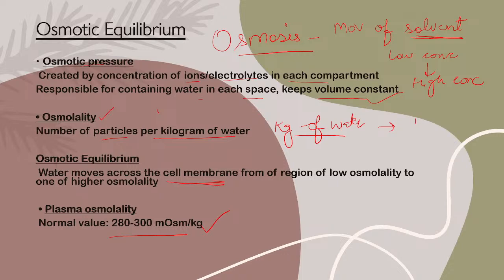We have discussed what is osmolality, osmotic pressure, and osmotic equilibrium, which is the same thing: the movement of water and solvent across the cell membrane from a region of low osmolality to a higher osmolality. And osmolality, we have said, is the number of particles per kilogram of water.